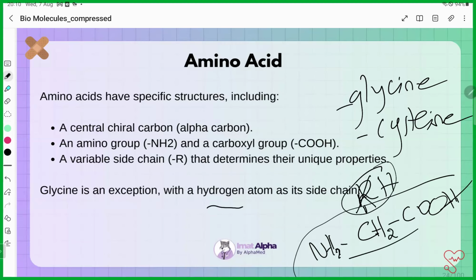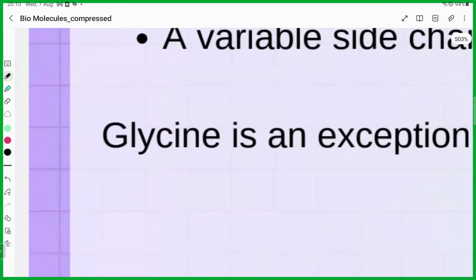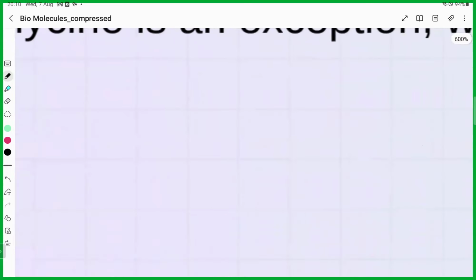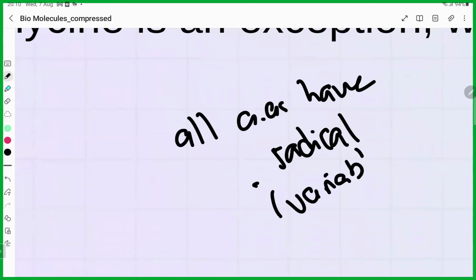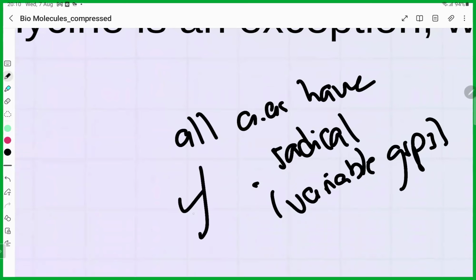That's why they might ask a question that says all amino acids have radicals, or they might exchange radical by the words variable group. And then you might answer yes, but no, it's not correct, because glycine is an exception.